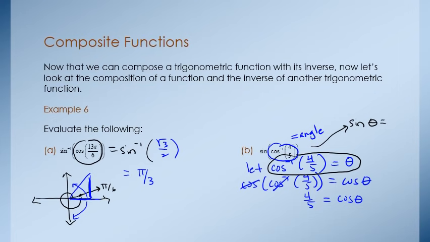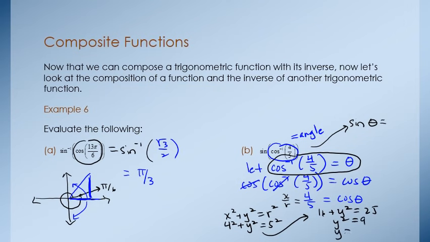So what is the sine of theta if the cosine of theta is 4/5? Well, if we're not in a unit circle, then what we know is that the cosine comes from x over r. And we also know that x squared plus y squared equals r squared. So that gives me 4 squared plus y squared equals 5 squared. I'm going to get 16 plus y squared equals 25. Y squared equals 9. Y is equal to plus or minus the square root of 9, which is 3.